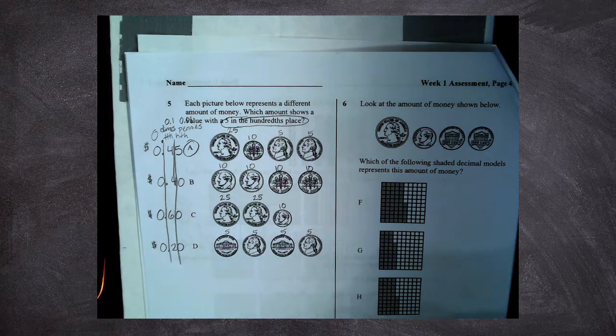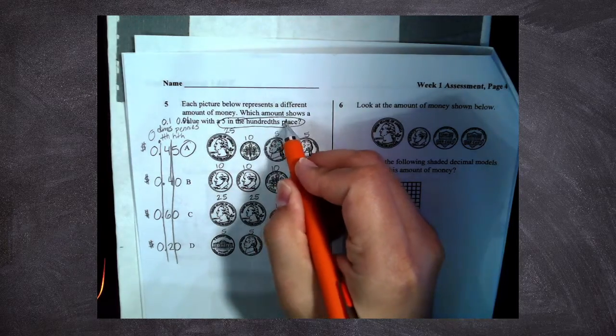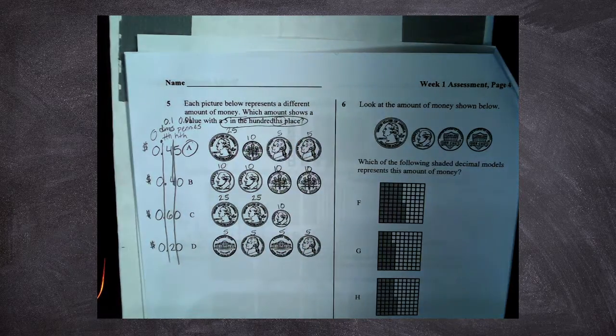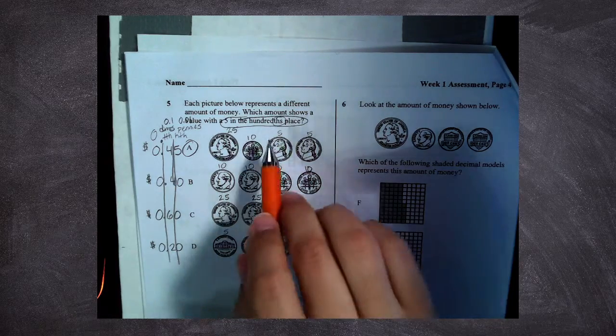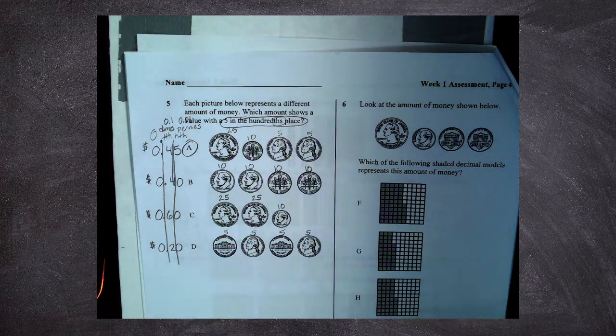Yes, Alexa. Alexa, what's up? It's weird because it says in the hundreds place. Remember, look at the end. Hundredths, not hundreds. Hundredths are my change. My quarters, my dimes, my nickels.